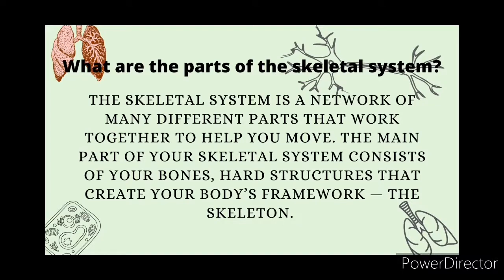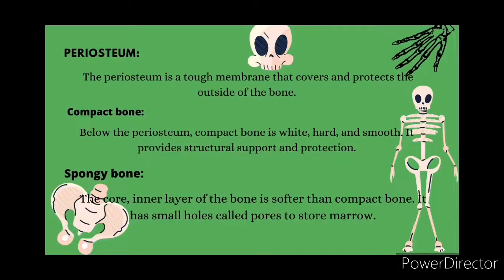What are the parts of the skeletal system? The skeletal system is a network of many different parts that work together to help you move. The main part of your skeletal system consists of your bones, hard structures that create your body's framework. Umpisahan natin dito sa periosteum. The periosteum is a tough membrane that covers and protects the outside of the bone. Isa rin itong connective tissue na bumabalot karamihan sa ating mga buto.